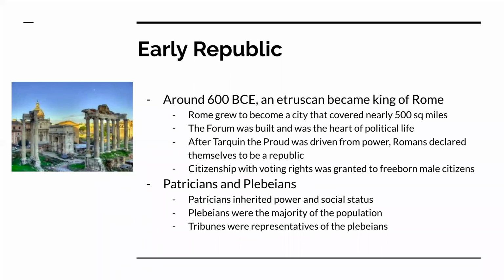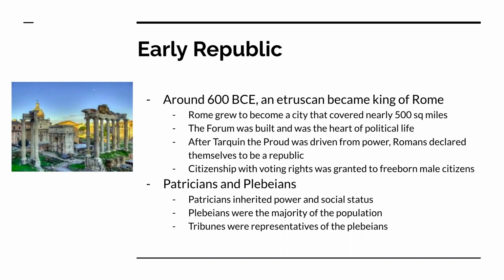And so the political life of Rome is really at the center of this. The last king of Rome is going to be a man by the name of Tarquin the Proud. He's a tyrant, and he's going to be driven from power in 509 BC. The Romans then declare that they will never again be ruled by a king, and so they establish a republic.